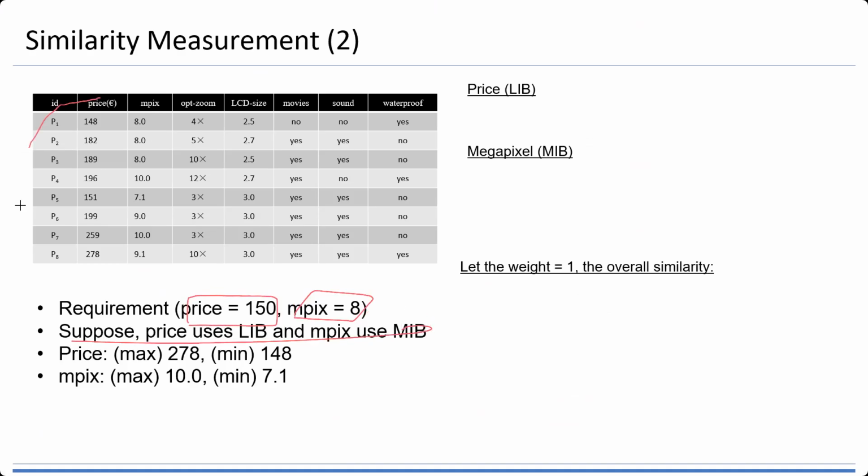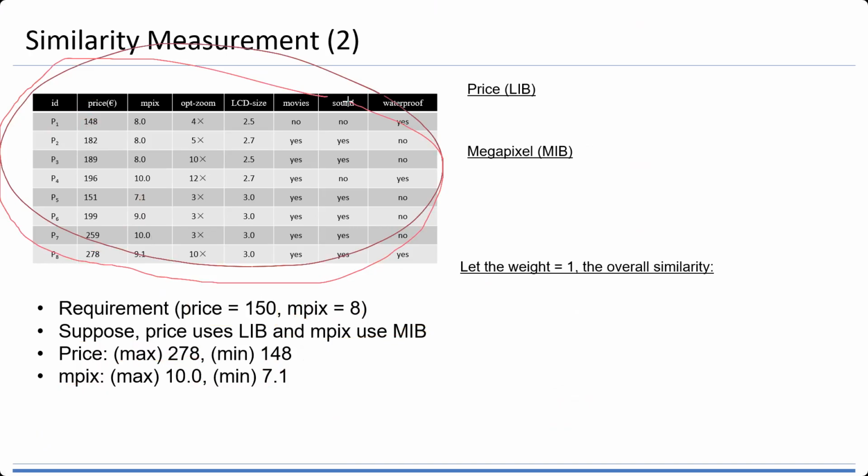Based on this database, let's take a look. The maximum price is 278. So this is the maximum price. And the minimum price is 148. And the max pixel is 10. And the minimum pixel is 7. Okay. Then from this data, we can calculate the similarity of the requirement from the user with the database that we have.